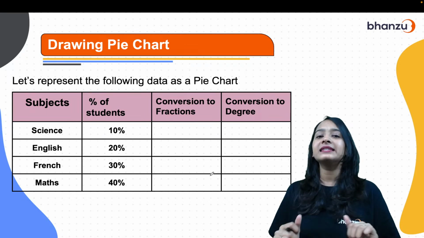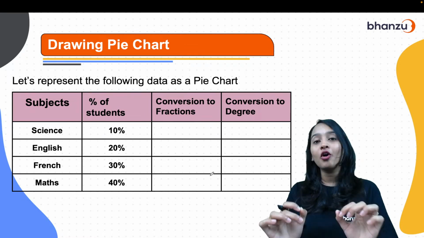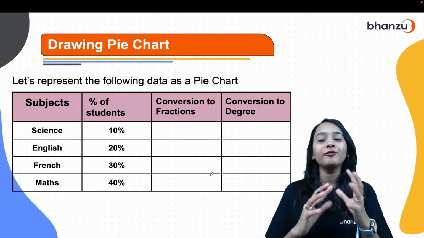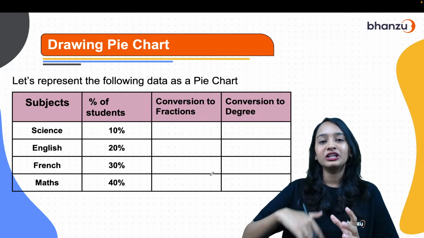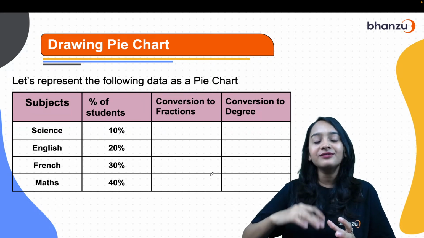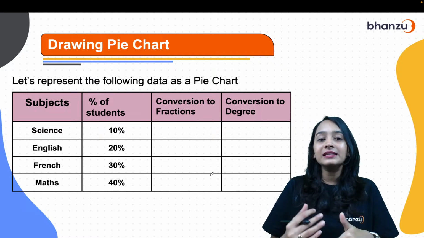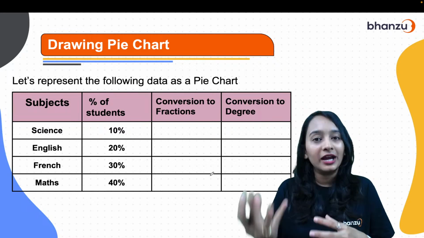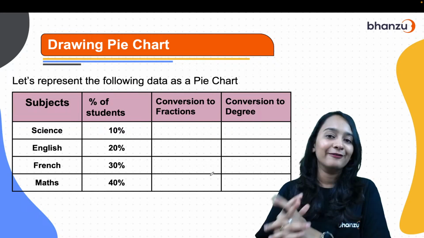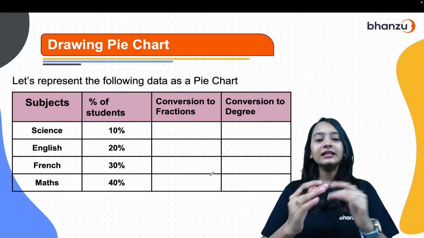Let us see how we can draw a pie chart. Here you will be learning a few conversions of percentages to fractions, fractions to degrees, which is nothing but the measure of angles. And then we will also see how we can draw a pie chart using this information. Now let us look at the data here.